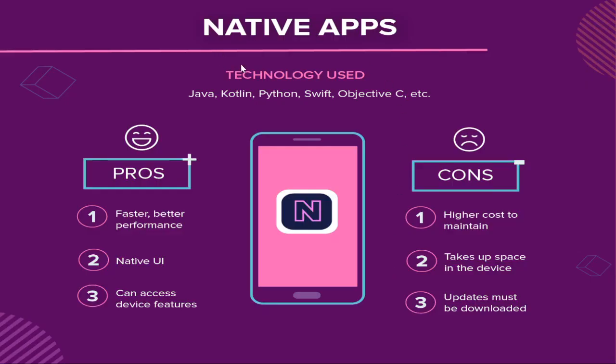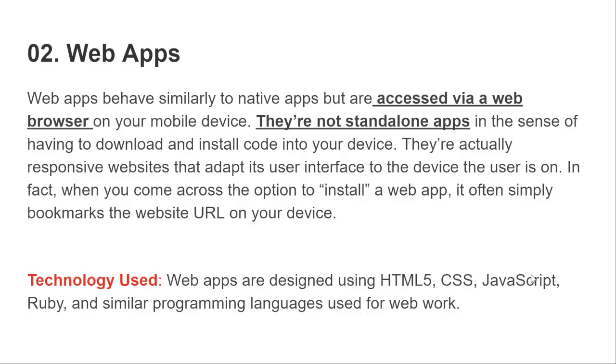This is the overview of the native app. We use technologies like Java, Kotlin, Python, Swift, Objective C, etc. The pros are faster and better performance, a native user interface, and access to device features like Bluetooth and the phone book. The cons are a higher cost to maintain because we have different code for different platforms, taking up space on the device because we have to download and reinstall, and updates must be downloaded.